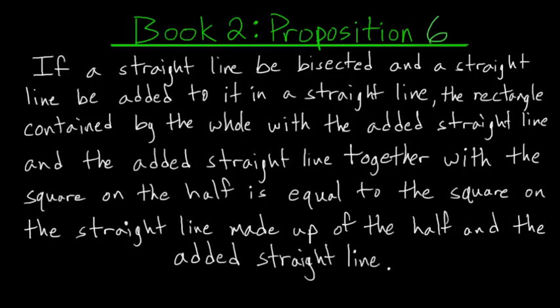For the sixth proposition of Book 2 of Euclid's Elements: if a straight line be bisected and a straight line be added to it in a straight line, the rectangle contained by the whole with the added straight line and the added straight line, together with the square on the half, is equal to the square on the straight line made up of the half and the added straight line.